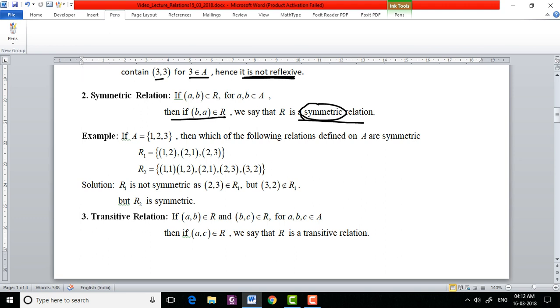If A is a set containing the first 3 natural numbers 1, 2 and 3, then check which of the following 2 relations is symmetric or not. Now R1 contains (1, 1), (1, 2), (2, 3). Clearly (1, 2), (2, 1) is present in the relation, or (2, 1) corresponding to (1, 2) is present, but for (2, 3), (3, 2) is not present in this relation, so this is not symmetric.